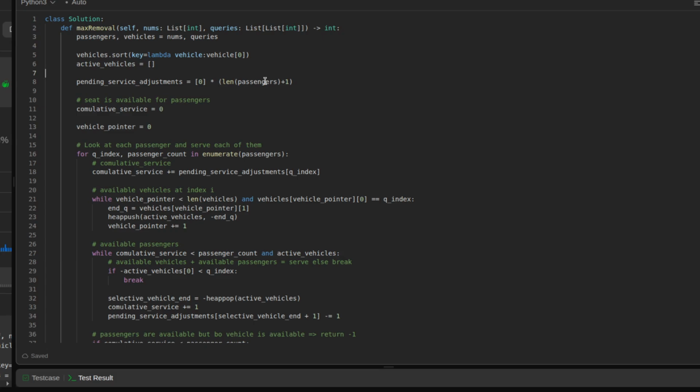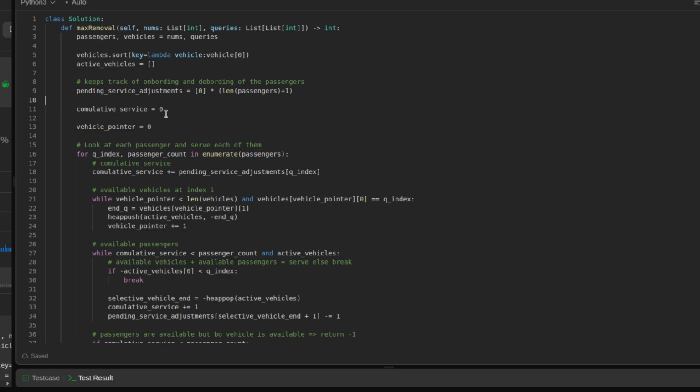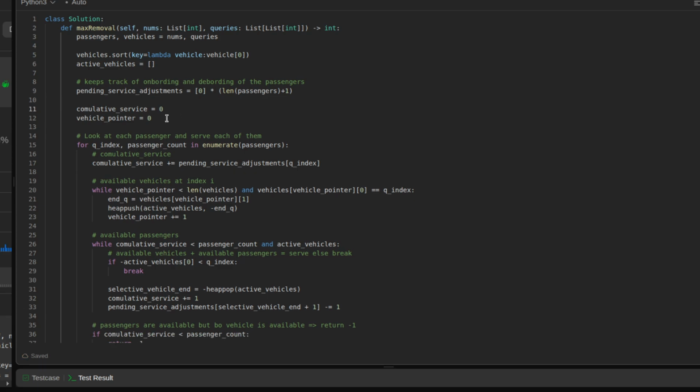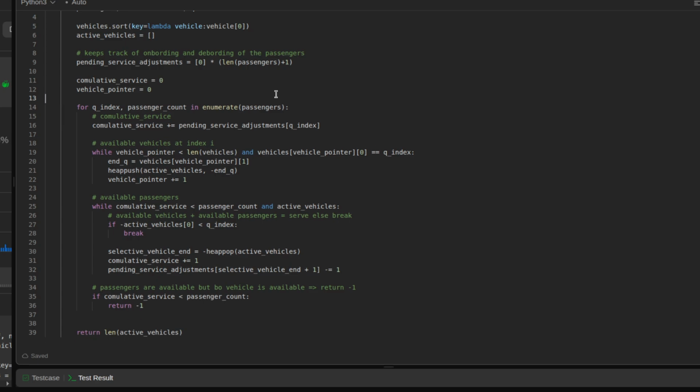So this keeps track of onboarding and deboarding, and it also serves as a prefix sum. And this is the seats available for passengers till now, and this is the vehicle pointer, right? So these are some of the initializations that we have done. And now let us look at what happens when passengers and services both are available.